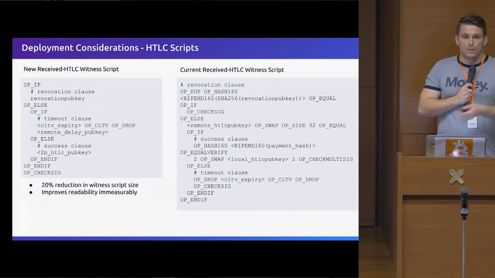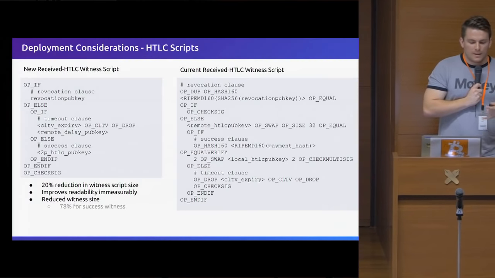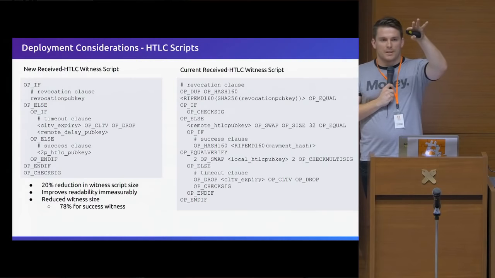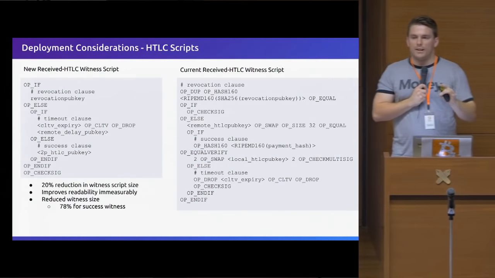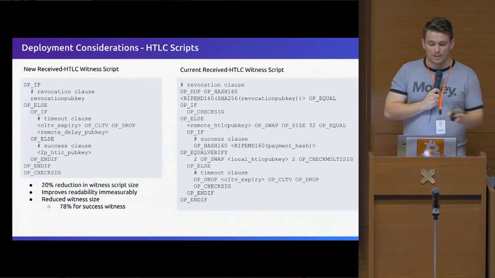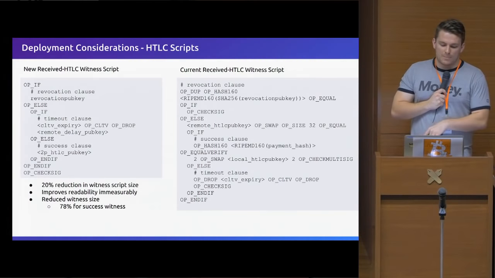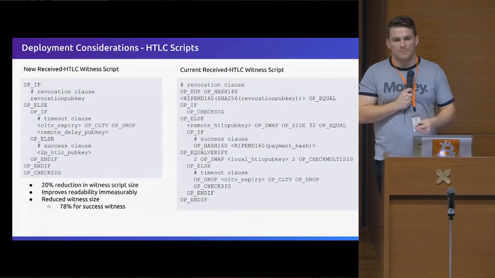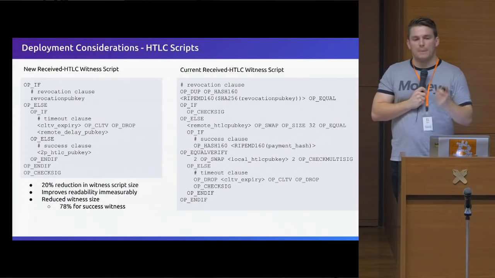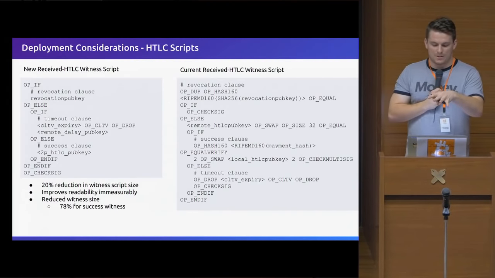Like I said, it improves the readability of the script because it becomes very simple to reason about what is happening here. Now, in terms of witness sizes, I picked the received HTLC script because it highlights the worst case in terms of the amount of space required on chain for settling unilateral transactions or closing channels unilaterally. So we actually see a 78% reduction in the success witness size, and that's because we removed a signature, a pubkey, and a payment hash and preimage.